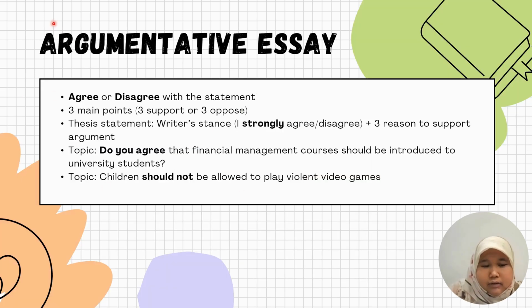Okay, so the next type of essay is the argumentative essay. You either agree or disagree. This is the difference between argumentative and discursive. For discursive, you be neutral, but for argumentative, you agree or disagree. So you either give 3 supporting points or 3 opposing points. Inside your thesis statement, make sure you write I strongly agree or strongly disagree. And give 3 reasons to support your argument.